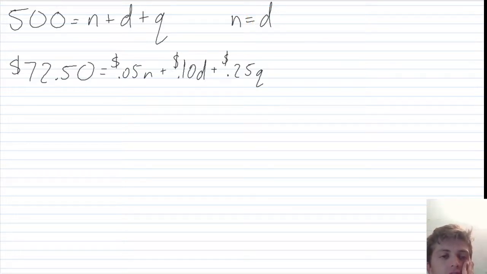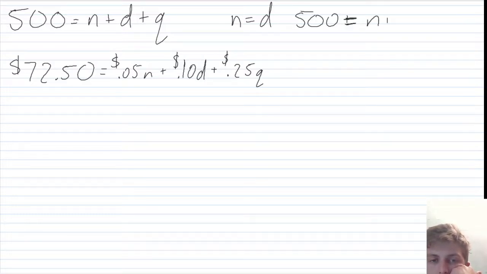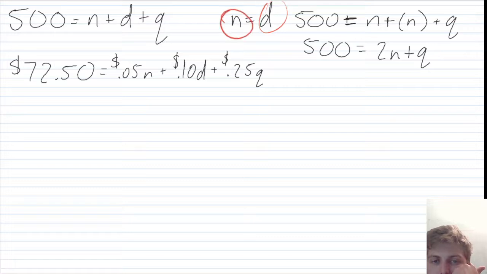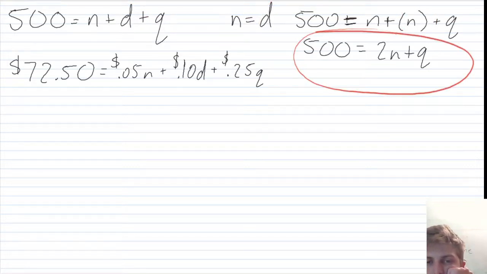So instead of writing 500 equals n plus d plus q, we can write 500 equals n plus, let's replace the d with the n since we know they're equal, plus q. We can reduce this: 500 equals n plus n equals 2n plus q. All we did was make our substitution. We know that n equals d, so we can replace the d with an n, and then we simplified it. Now we're only working with 2 variables.